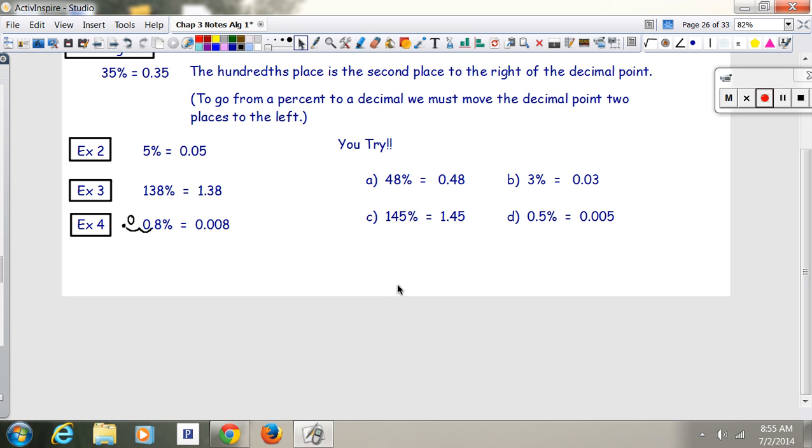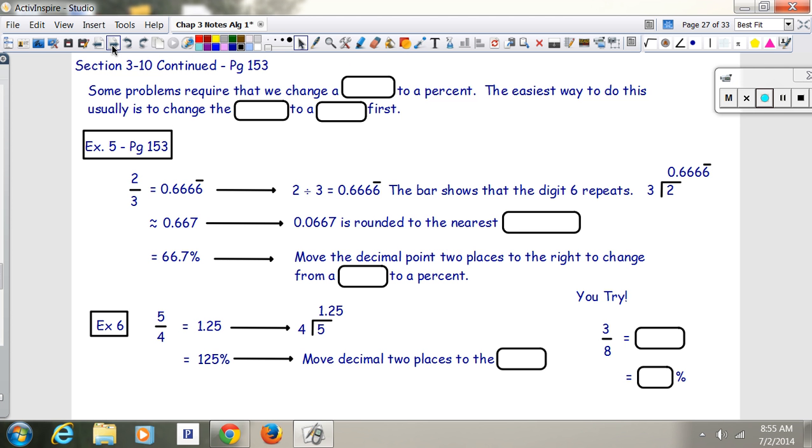Okay, the last stuff. Real quick on the back. These, again, just fill in fast. These don't take long at all. Some problems require that we change a fraction to a percent. Sometimes you got to take a fraction and make it into a percent. Easiest way to do this is to change the fraction to a decimal first. Then all you got to do is move it over two places.